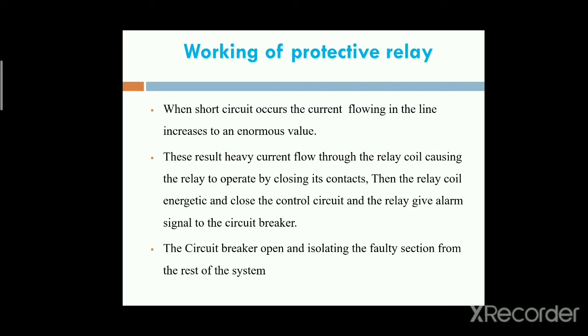Heavy currents are operated. Then the relay coil electromagnet closes the control circuit, and the relay gives the alarm signal to the circuit breakers. The circuit breaker opens and isolates the faulty section from the rest of the system. If after giving the alarm signal, the relay coil may be operated automatically.